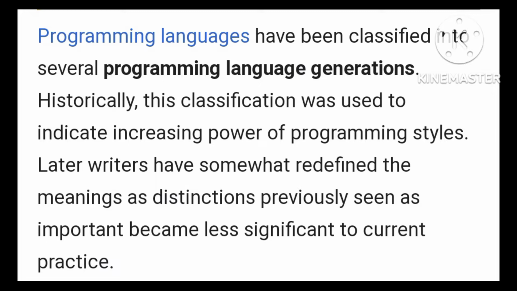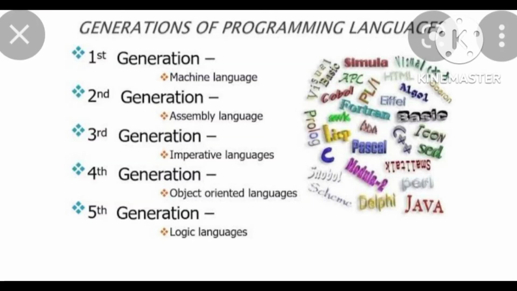Every programming language has syntax. It contains letters or characters like A, B, C or 0, 1, 2, greater than or less than, hyphen, etc. These symbols and rules are called syntax. Next, the generations of programming language.